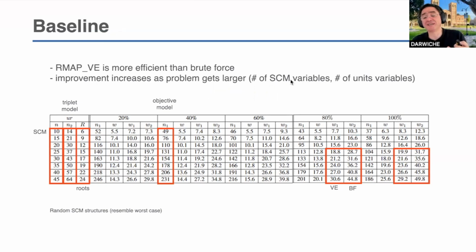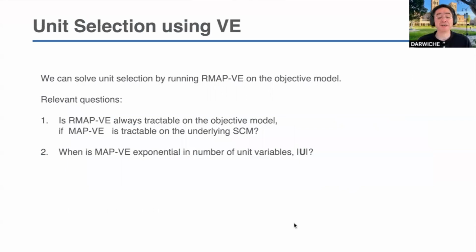That is, as the number of SCM variables increases and as the number of unit variables increases. But just to give you an idea of the difference between the exponents. For the brute force, the exponent will be this, and for the algorithm, it will be that. The brute force, the exponent will be this, that. The brute force, the exponent will be this, and in this algorithm, it will be this particular one, and so on. There is quite an extensive analysis of what's going on here.